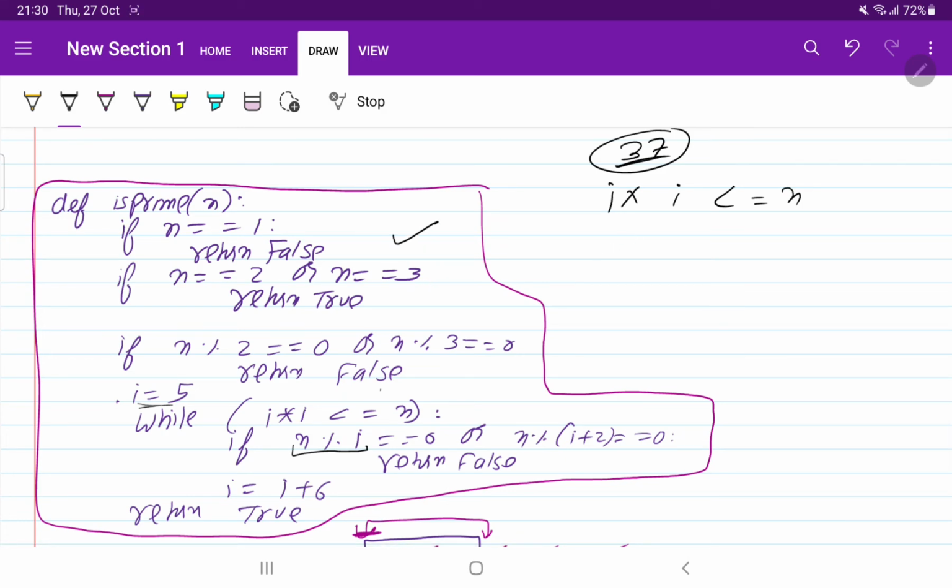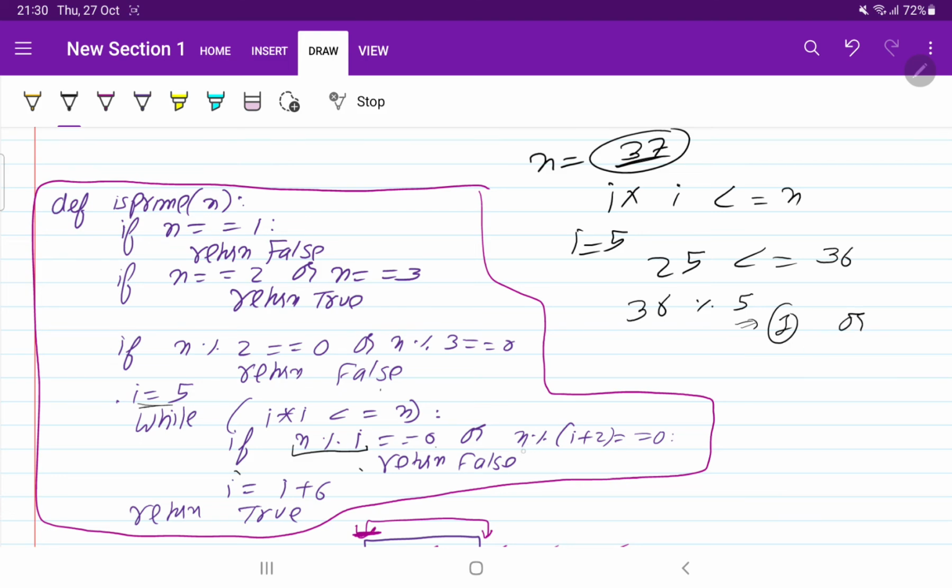Here n value is 37. So this condition will not be true. This condition is also not true. The third condition is also not true. So i will become 5 now. So 25 is less than or equal to 37. It will enter the if condition. 37 percent 5, what are we going to get? We are going to get the value 2, so it is not equal to 0.